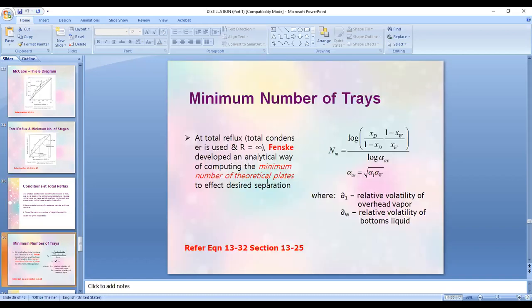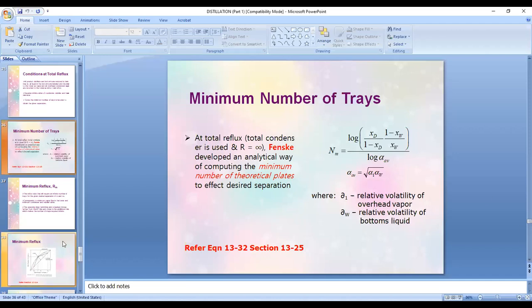How do we determine the minimum number of trays? That's using Pinsky's equation, which uses the relative volatility of the overhead vapor and the relative volatility of the bottom's liquid. We take the geometric mean of the two and substitute it in here together with the mole fractions of the distillate and the bottom's liquid. This determines the minimum number of trays analytically. You can find it in this section of your handbook.